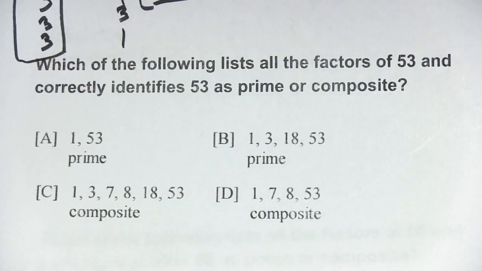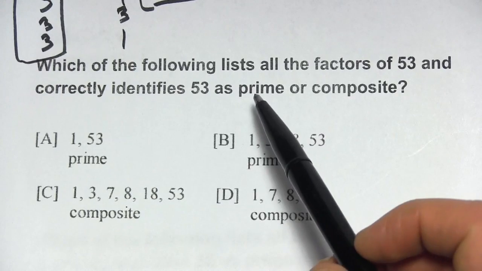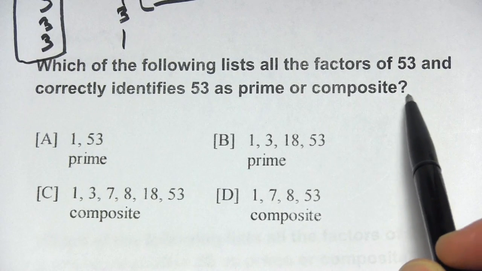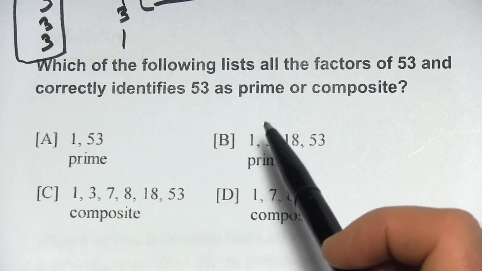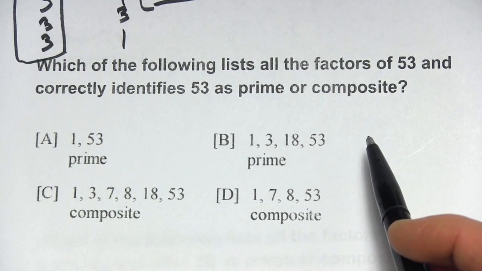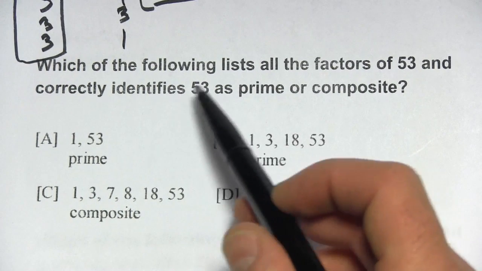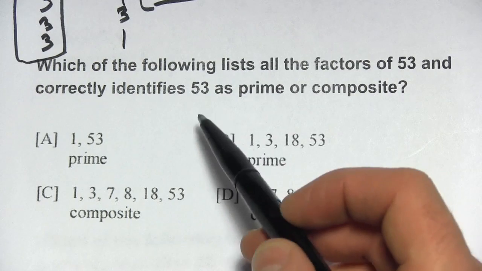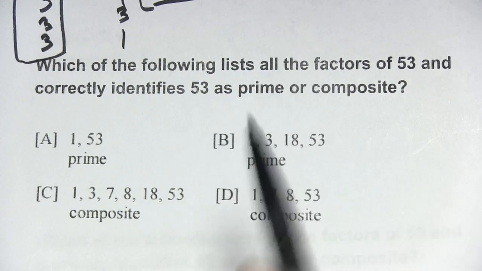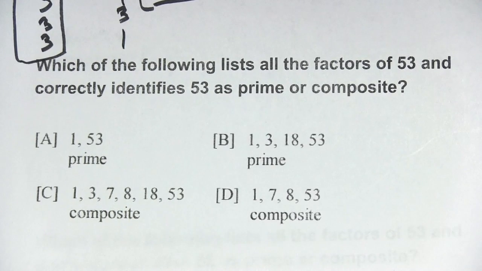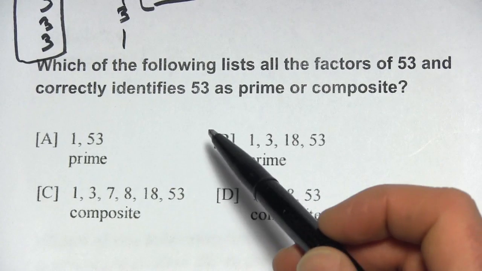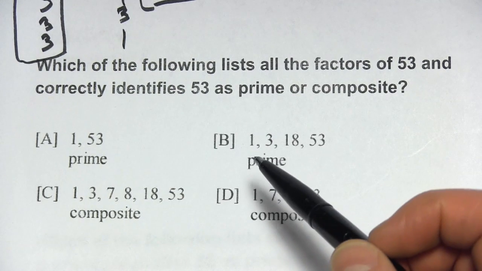Let's look at another problem. So this one says, which of the following lists all the factors of 53 and correctly identifies 53 as prime or composite? Now this one's a little bit trickier. I can't immediately see that this is divisible by 2. I know it's not. It's an odd number. It's not divisible by 10. Doesn't have a 0 on the end. Maybe it's prime. I don't know off the top of my head.